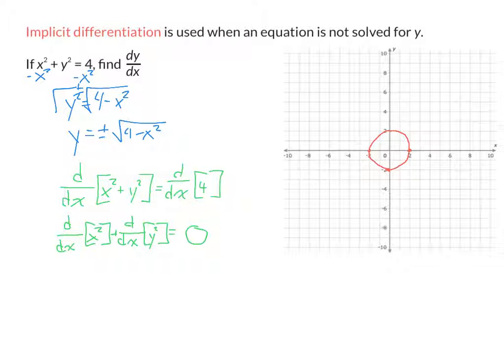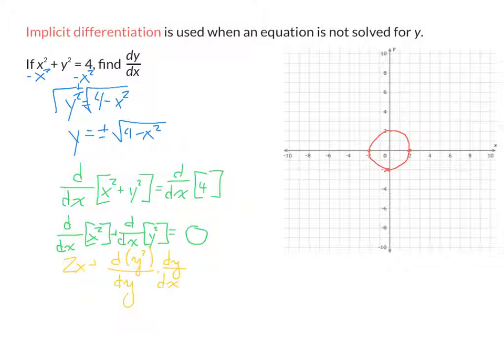Now the one on the very left, the derivative with respect to x of x squared, we've done this hundreds of times, it's just 2x. That's our power rule. Plus, now this is where it gets tricky. If you talk about what's happening here, we're taking the derivative with respect to x of y squared, and y is some function of x. So we can look at it like this. We're doing the derivative of y squared with respect to y times the derivative of y with respect to x. So consider it like your chain rule.